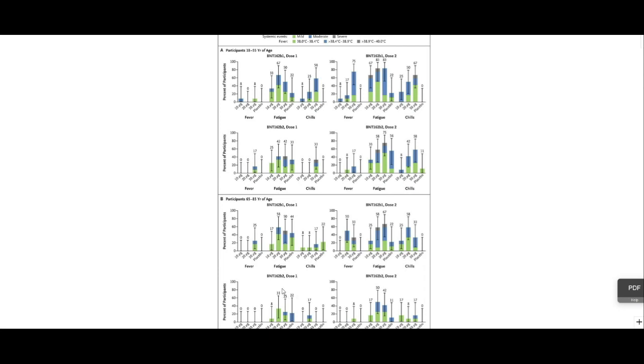But the older participants don't seem to have these side effects as bad as the younger participants, who particularly had it in the second dose.